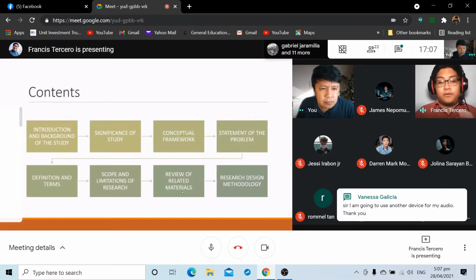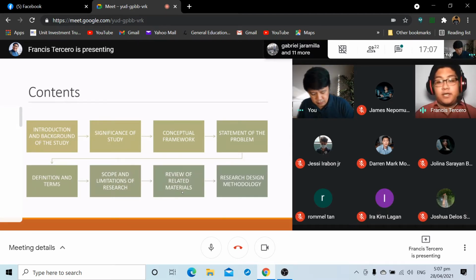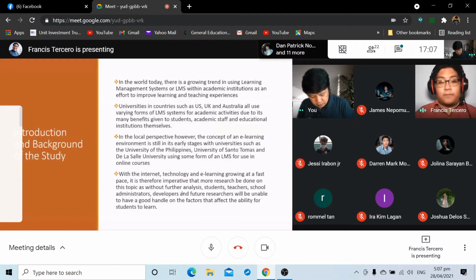So the contents of this, we'll go through the introduction and background of the study, significance of study, conceptual framework, if the time allows, statement of the problem, definition of terms, scope and limitations of research, review of related materials, research design methodology. So we have a few things to cover in today's defense. So let's look first at the introduction and background of the study.